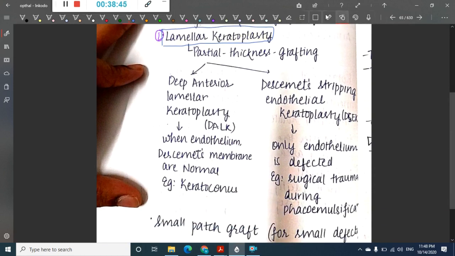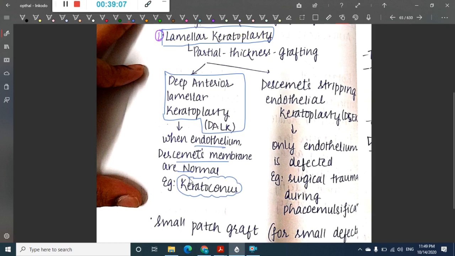Even lamellar keratoplasty can be divided into two types. We have deep anterior lamellar keratoplasty. As the name says, we take the deep anterior lamellae, that is the anterior part. This is done when the endothelium and Descemet's membrane are normal, for example in keratoconus.